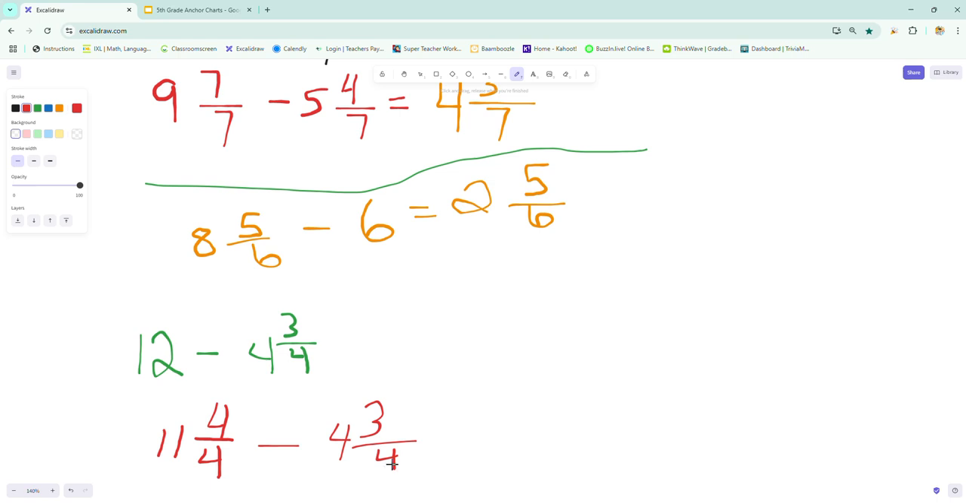So 11 minus 4 is going to be 7. That's our whole number. 4 minus 3 is going to be 1. And then we're going to carry over our denominator as 4. So 7 and 1/4.